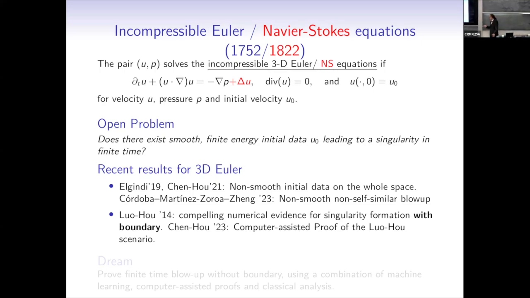In that direction, Elgindi and Chen and Hou constructed blow-up solutions, but they start non-smooth, and the non-smoothness is technical. I won't discuss it here. So they proved that the answer was yes, relaxing the initial hypothesis of u0 being smooth. And this sort of blow-up behavior happens in an asymptotically self-similar way. I will say more about what those words mean in a few slides. And then there are a few papers by Cordoba, Martinez, and Chen, where they also construct non-smooth blow-up, but this time it is not self-similar or asymptotically self-similar.